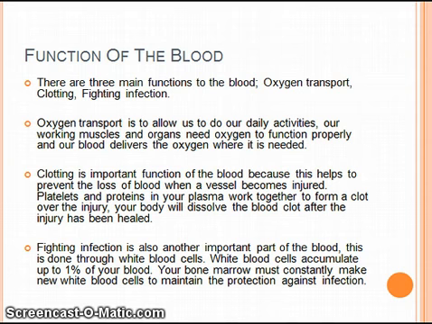Fighting infection is also another important function of the blood. This is done through white blood cells. There is only about 1% of white blood cells in your blood, and they are stored in your bone marrow, and the bone marrow must constantly make new white blood cells to maintain this protection against infections.